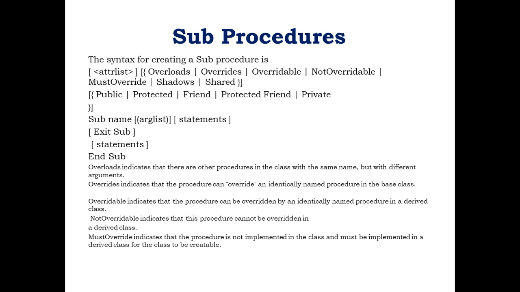The first type is the sub procedure syntax. First is the attributes list. These are the optional keywords: overloads, overrides, overridable, not overridable, must override, shadows, shared. Next, the different types of access modifier: public, protected, friend, private. The next important keyword is Sub, the keyword for sub procedures. Name is the name of the procedure. Then the argument list, ARGLIST.